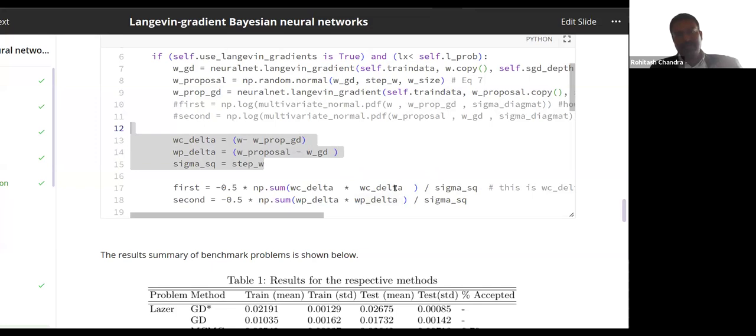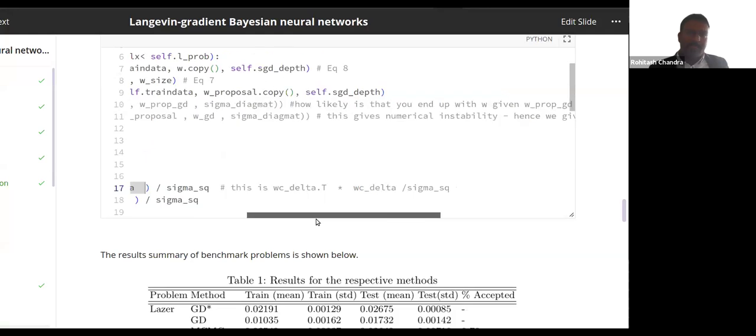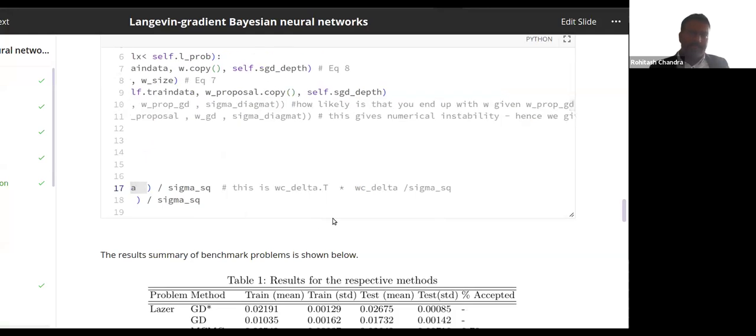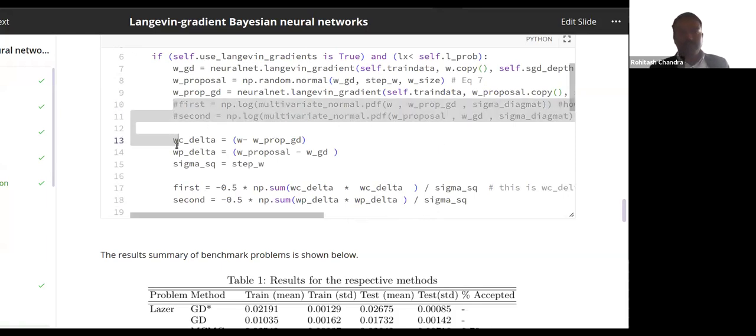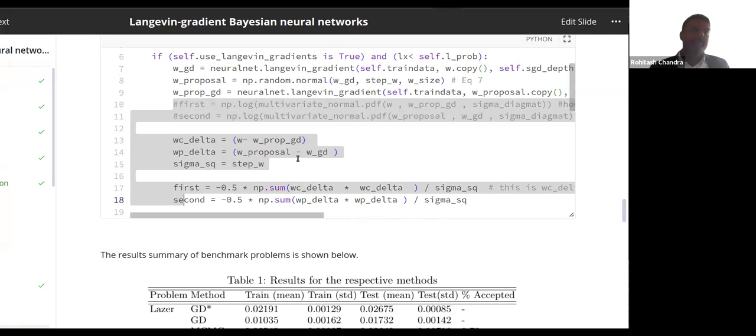When the log and the EXP cancel out, we compute this and this. That is the computation in the multivariate distribution. So the first is essentially this, but with the log things taken out, and the second is essentially the second. So this much of the code has basically computed the Q ratio.